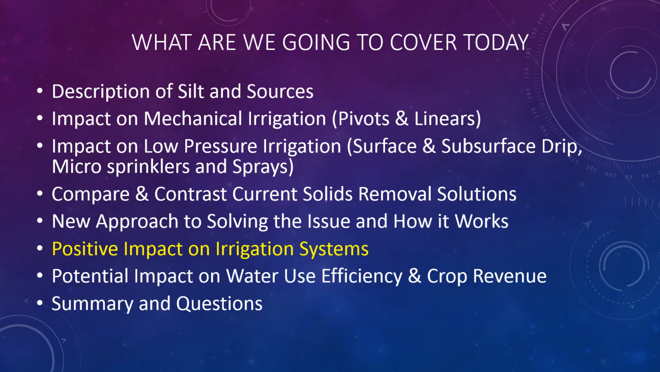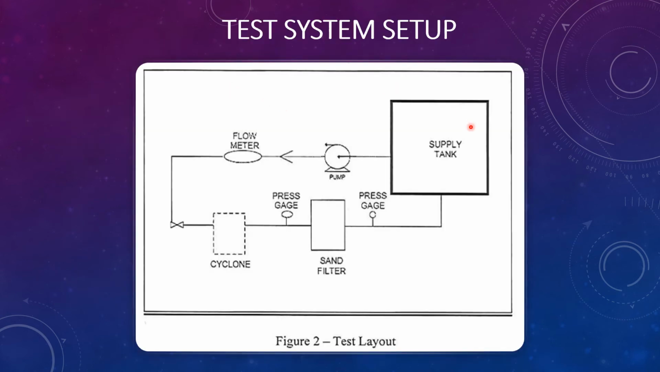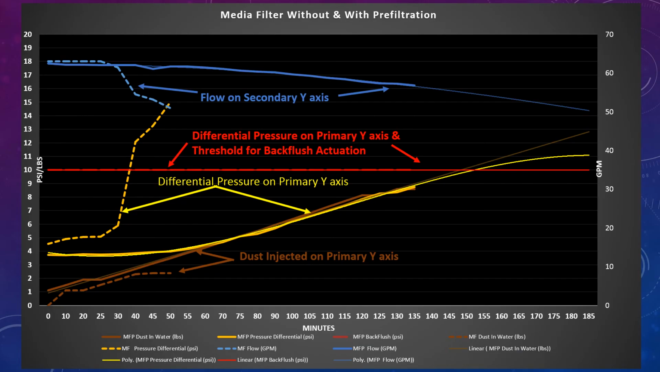So let's look at the positive impact on irrigation systems. Remember I showed this test system and the sand media filter. Well, this next slide will show you the effect and the improvement in the operation of this media filter in high solids loading conditions with a hydrocyclone as the first stage. So let's briefly look at how well the CPH16 can improve system performance when it's used in front of another filter type, in this case a media filter.